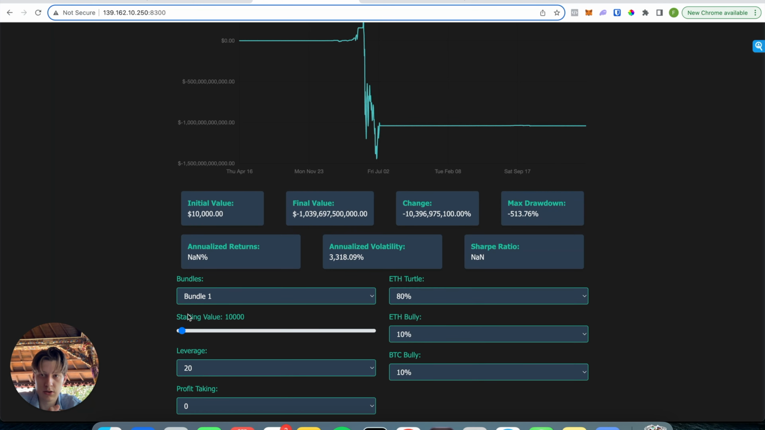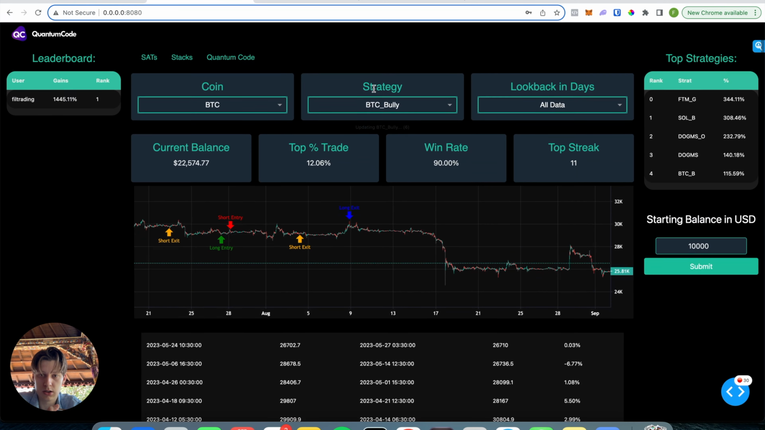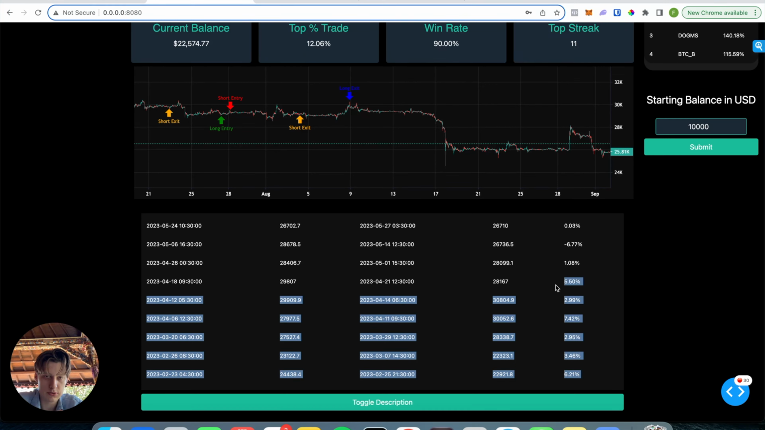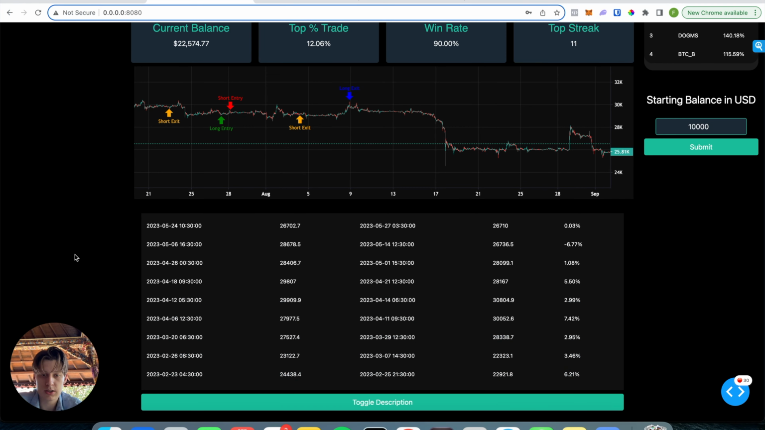So let's say the strategy here makes 5%, 3%, 7%, 3%, 6% a trade. When we 20x that, the percentage for the trade is 120%, 60%, 60%, 150%. So huge. You start with $10,000, and 4 or 5 trades later, you're at, I don't know, $60,000, $70,000. So that's extreme volatility.